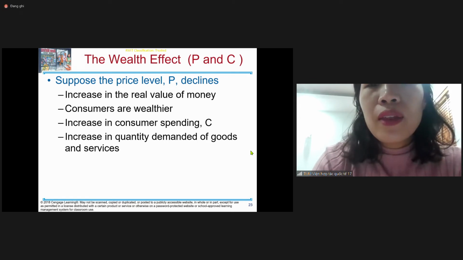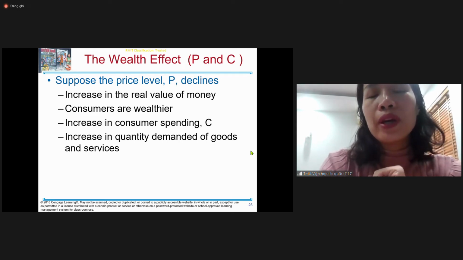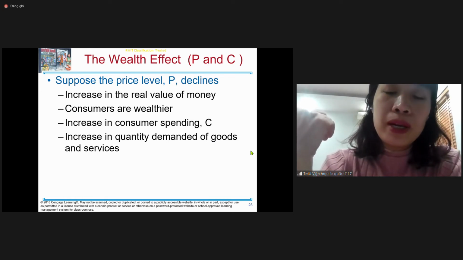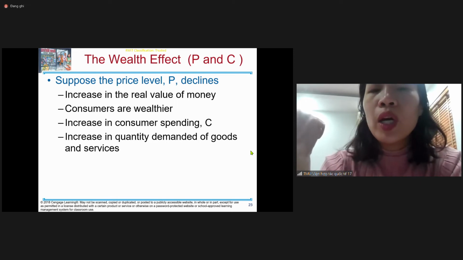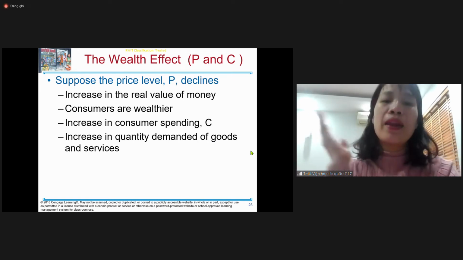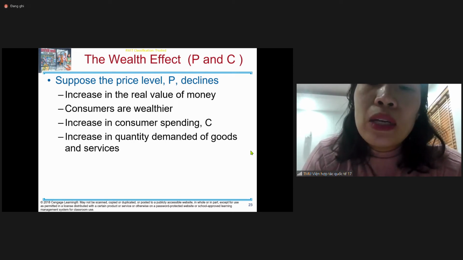So what do you think the price level decline will impact on the economy? We see that if the price level decreases, then the real value of money in the economy will increase, because with the same amount of money as before, now we can buy more goods and services, right? Because of the price fall, with the same amount of money, we can buy more goods and services. So the real value of money increases.